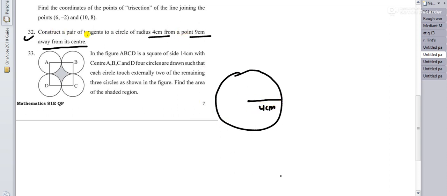Now they have asked you to draw the pair of tangents from a point 9 centimeter away from the center. So from here, if this is O, from O you have to draw a line of 9 centimeter. This total distance is how much? 9. Remember this. Means from here it is 5.